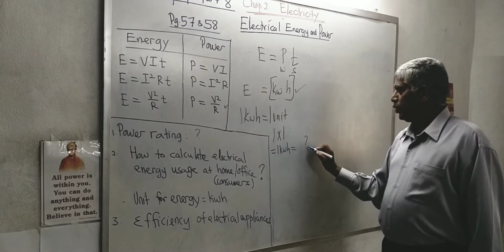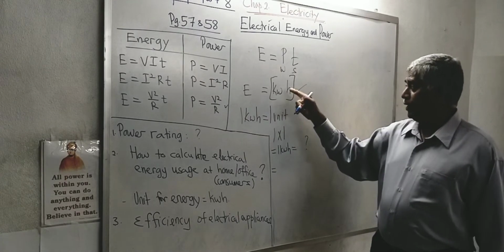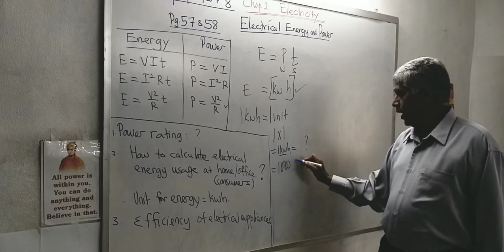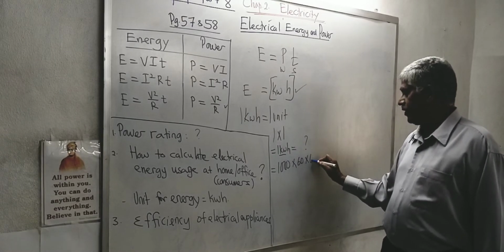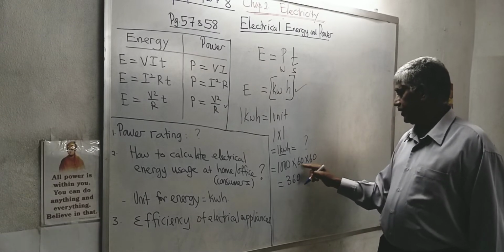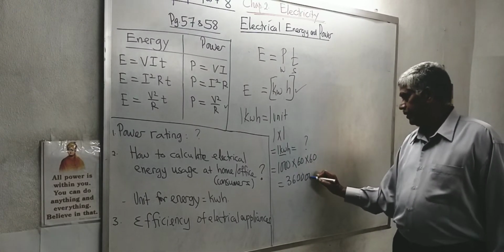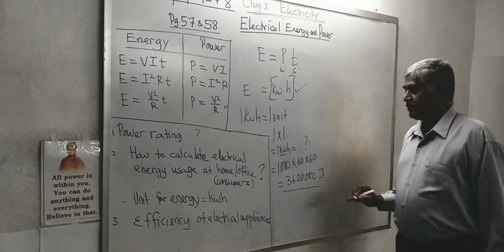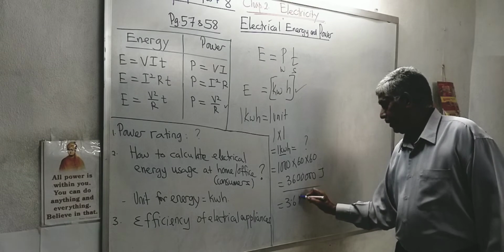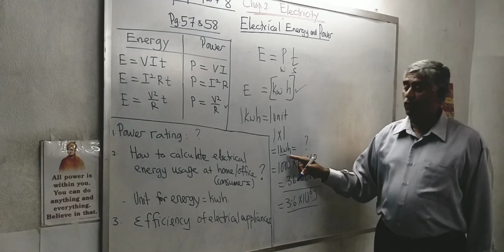This is actually how many joules. Let's say you want to calculate in joule. So for joule you have to use the power in watt. So 1 kilowatt is 1000 watt. 1 hour is 60 minutes, every minute 60 seconds. So 60 times 60 is 3600, so it is 3.6 million joules, that is 3.6 times 10 to the power 6 joules. So this is actually equal to 1 kilowatt hour.